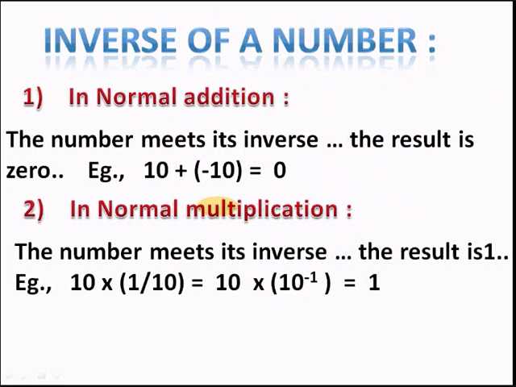Inverse of a number. In normal addition, the number meets its inverse and the result is 0. Example, 10 plus minus 10, which is the inverse of 10, gives 0. In the same way, in normal multiplication, the number meets its inverse and the result is 1. Example, 10 into 1 by 10, that is the inverse of 10 in multiplication, which is equal to 10 into 10 inverse, and is 1.